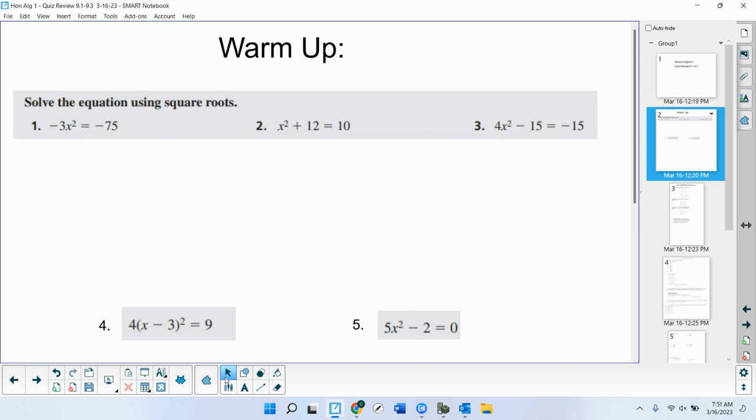Here's what's happening today. We have these 5 warm-up problems, kind of clean up some of our homework questions, and then we're going to do the practice test, and we're going to try to get as much of that done together as we can. And then your homework today is just study for the quiz tomorrow.